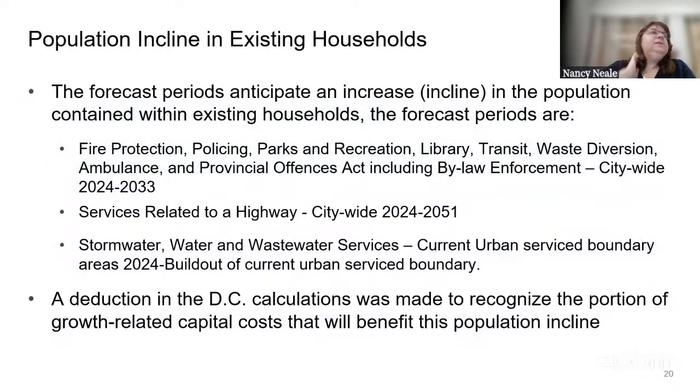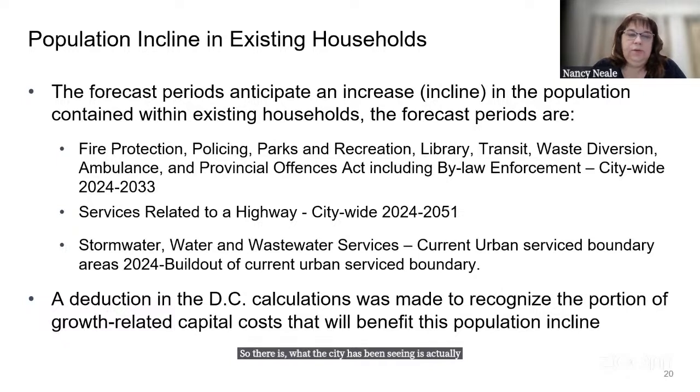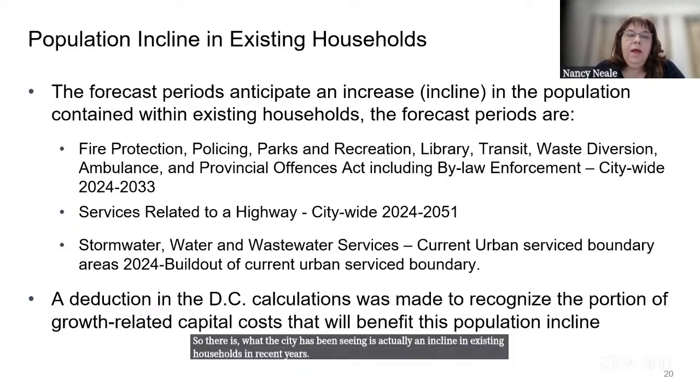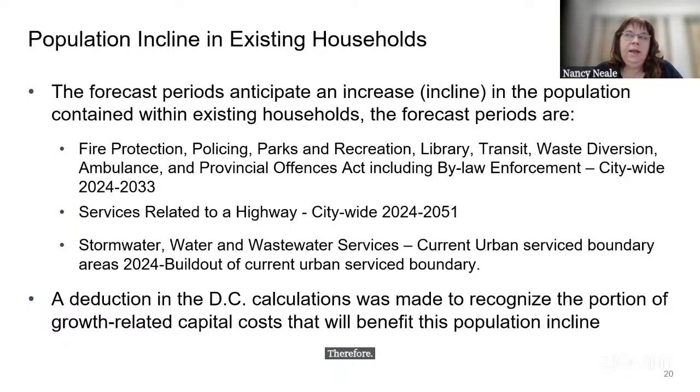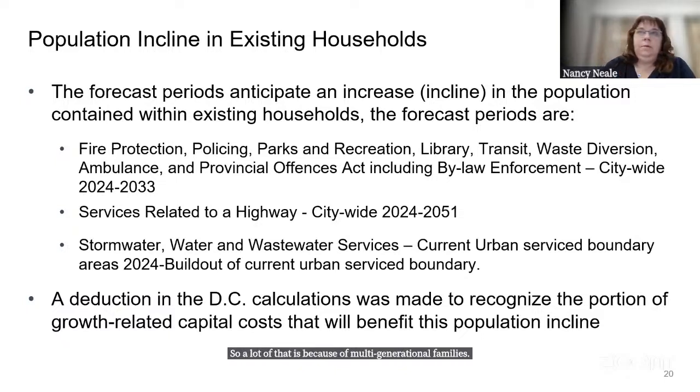So what the city has been seeing is actually an incline in existing households in recent years. Therefore, we have looked at that, and we believe that trend will still happen. A lot of that is because of multi-generational families. Young people aren't moving out as soon as they used to, for different varying reasons.